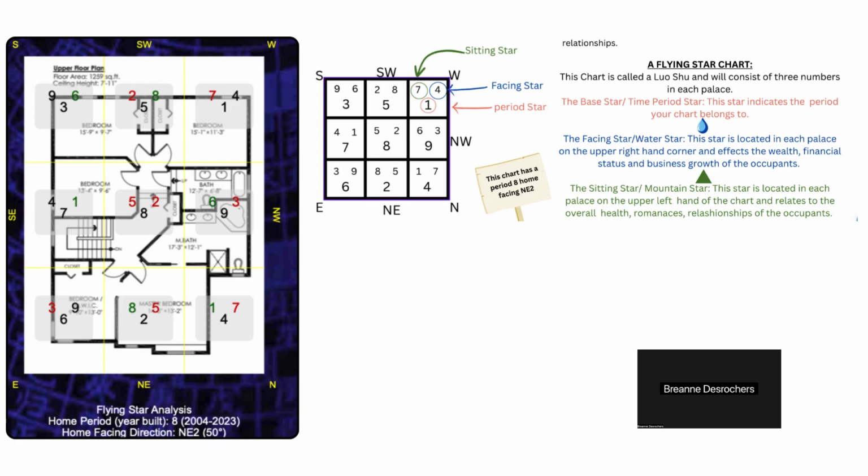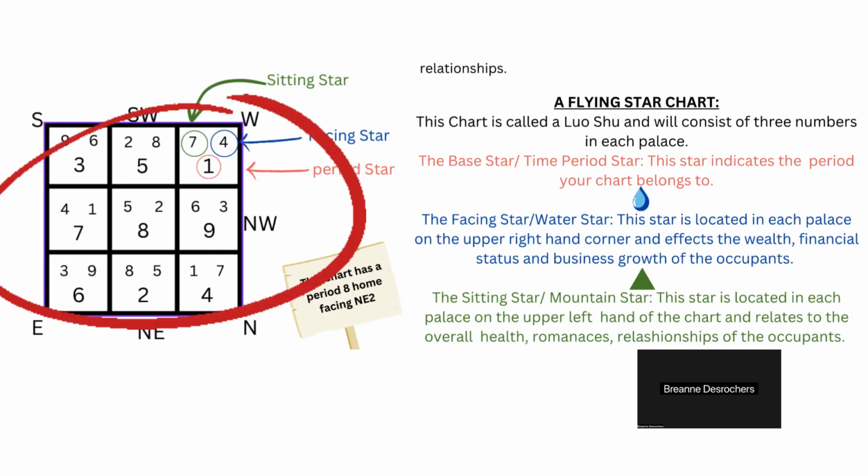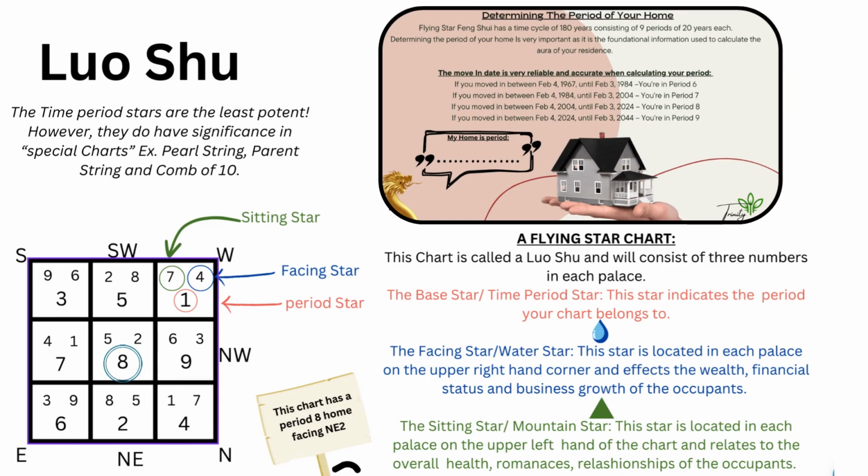So you'll see here, this is a Luo Shu. It's a 9-grid chart, and it will consist of 3 numbers in each palace. The middle star here is your base star, your time period star. That number is just strictly based off of the time period, so when you've actually moved into the house. Now, it's important to note that that base star is not used to remedy or activate. It's just simply a calculation to help us obtain the numbers for the sitting star and the facing star.